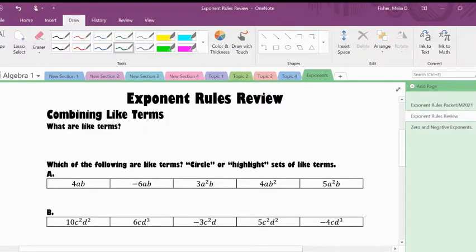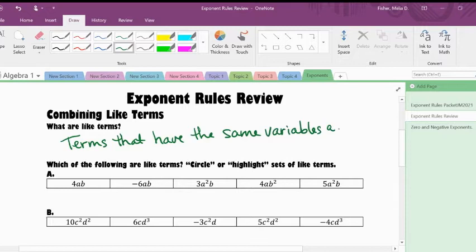Welcome to Exponent Rules Review. Combining like terms. What are like terms? Well, like terms are terms that have the same variables and powers. So, terms that have the same variables and powers.